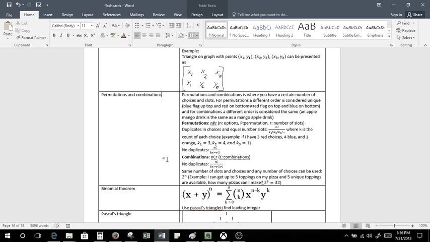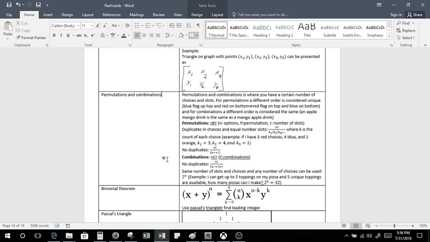And for combinations, a different order is considered the same. So if I put an apple and a mango in a blender and drank the juice that came out, there's going to be no difference than if I put a mango in first and then the apple. The drink that comes out is going to be identical. So that's the idea between permutation and combinations: do reordered pairs make a different outcome?